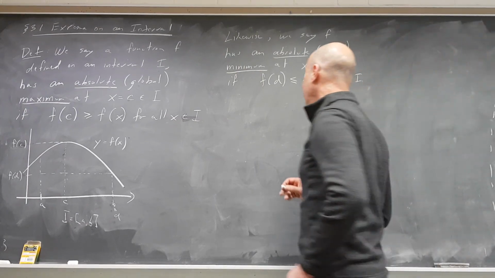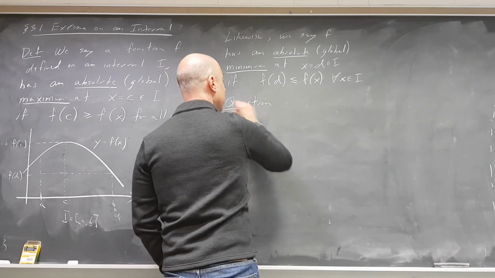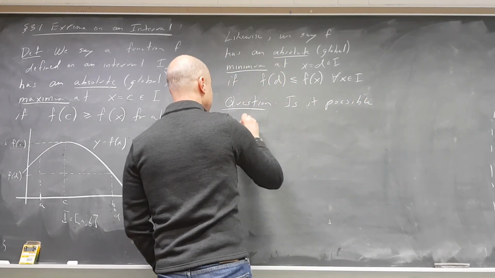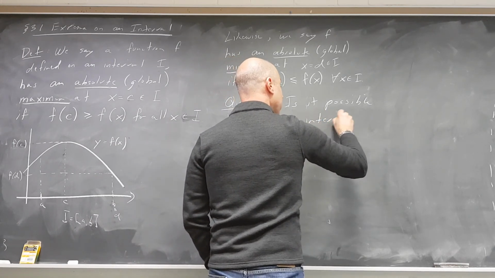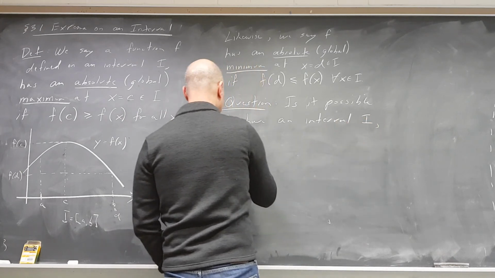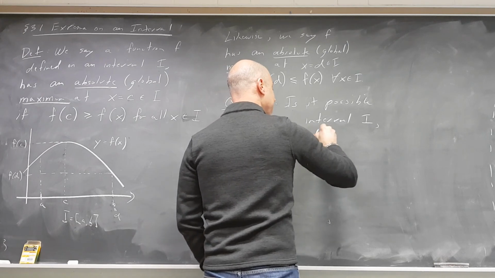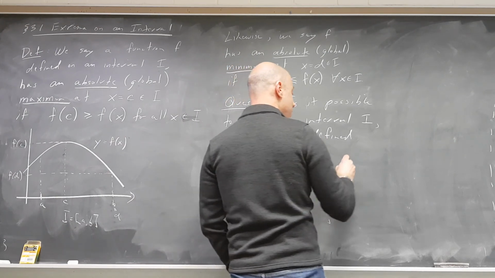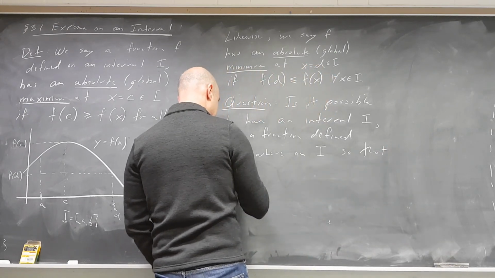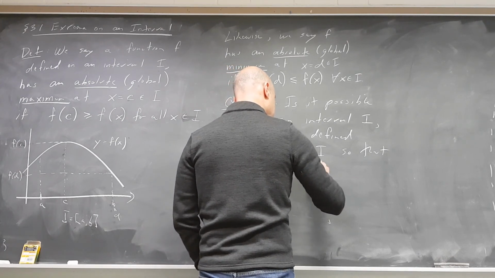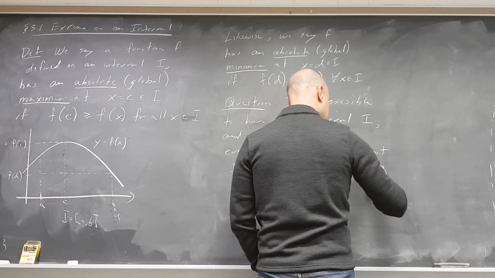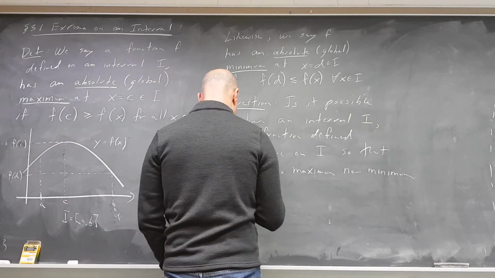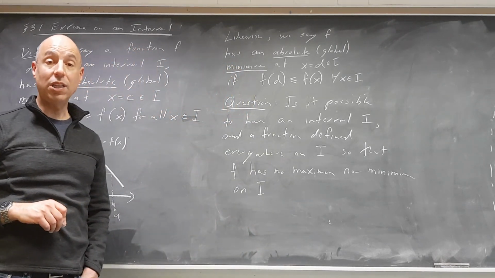So I have a question for you. Is it possible to have an interval I and a function defined everywhere on I so that f has no maximum nor minimum? And when I say maximum or minimum, I mean an absolute maximum or an absolute minimum anywhere on I. There's no highest point and there's no lowest point.